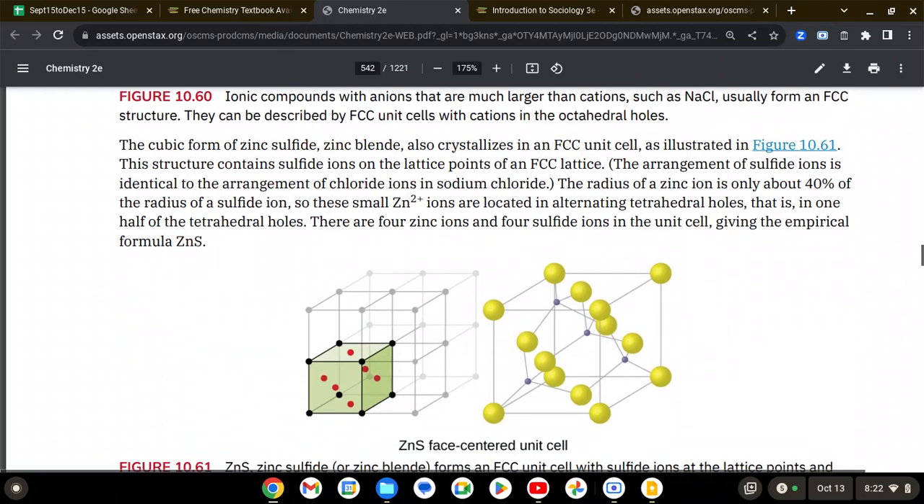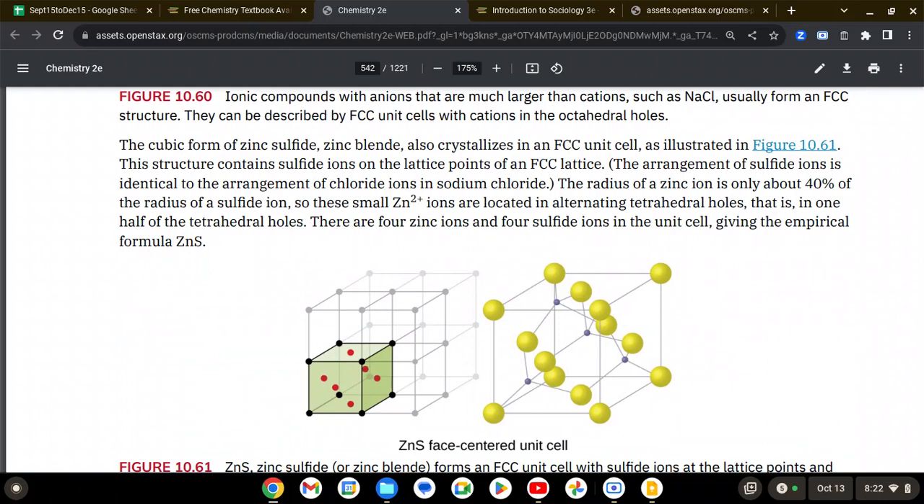formula NaCl. The cubic form of zinc sulfide, zinc blende, also crystallizes in an FCC unit cell. As illustrated in figure 10.61, this structure contains sulfide ions on the lattice points of an FCC lattice. The arrangement of sulfide ions is identical to the arrangement of chloride ions in sodium chloride.